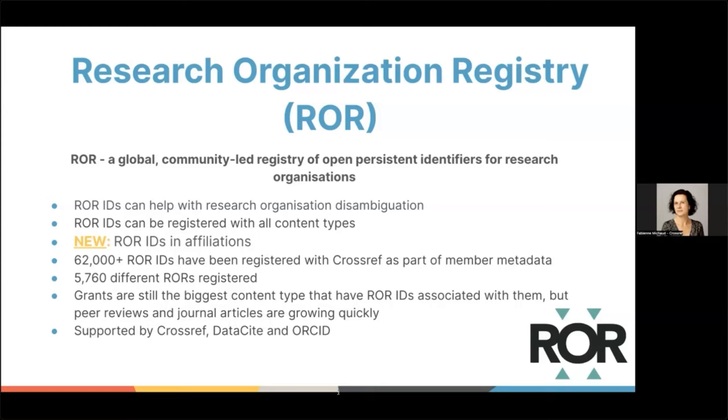These have been registered with Crossref as part of the metadata we've received from our members. There are 5,760 different RORs registered, and grants are still the biggest content type that have ROR IDs associated with them, but peer reviews and journal articles are growing quickly. ROR is supported by Crossref, DataCite, and ORCID.